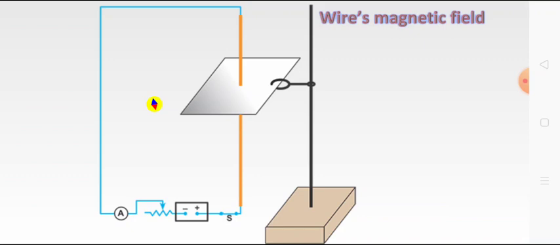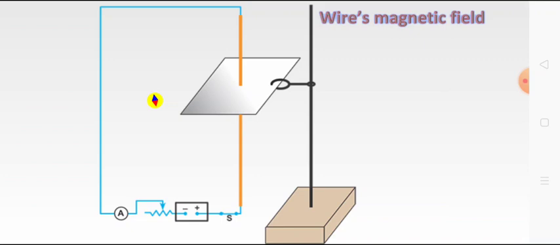Now the ends of the copper wire have been connected to a battery, then a rheostat, then an ammeter. The rheostat has been connected to control the amount of current flowing in this circuit. The amount of current flowing through the wire can be adjusted with the help of the rheostat, and the amount of current can be seen with the help of the ammeter. Now as soon as the circuit is closed and current starts flowing through this wire, what happens? It starts behaving like a magnet.